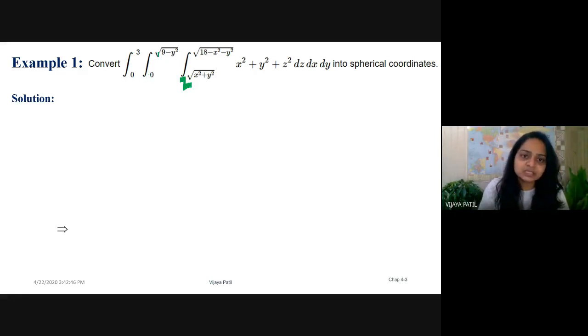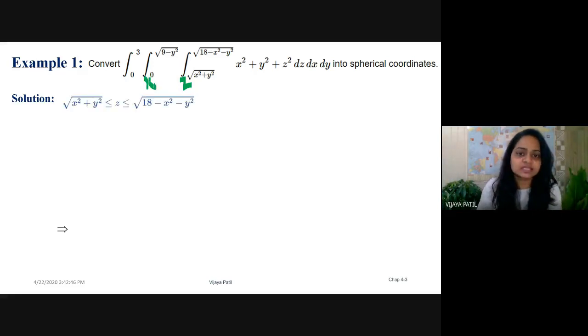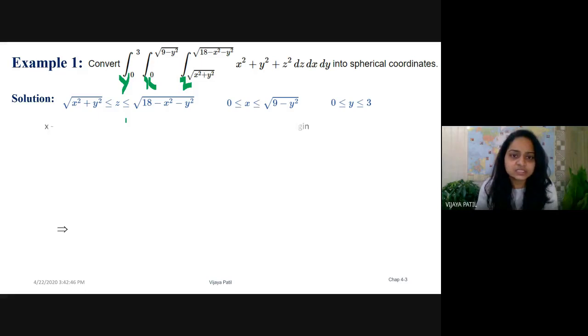After that, the second one is 0 to square root of 9 minus y square, in which x is absent. So this is for x. So I have got for z, I have got for x, and then the remaining is for y. Therefore my last integral is for y. So I've got this idea.